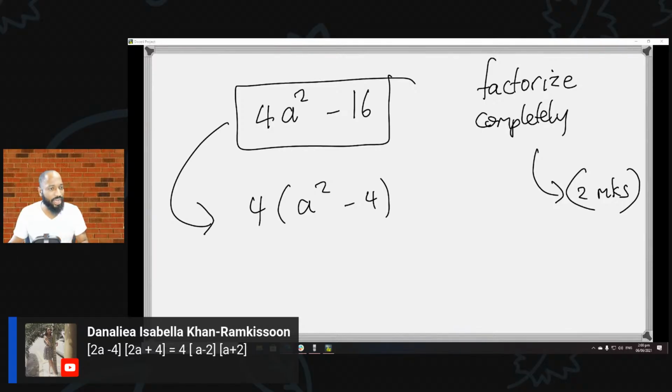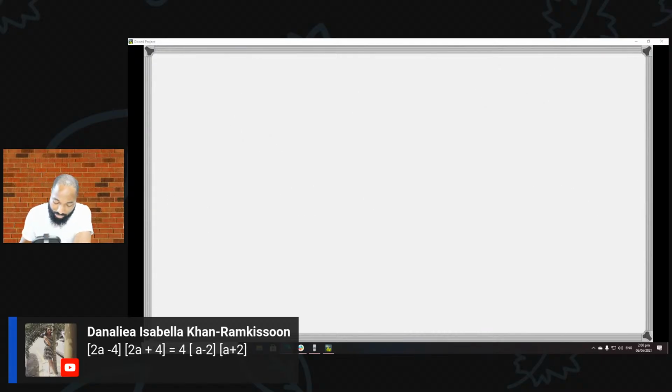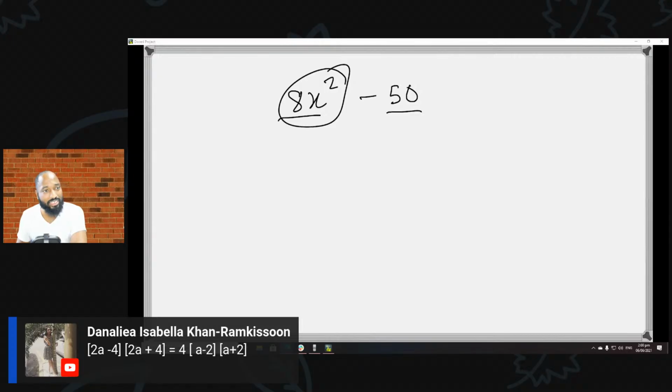There's one other way this can show up in your exam that looks a little tricky. Maybe you may see something like 8x squared minus 50. What would be the answer to this? When I explained this earlier, I said you must be able to find the square root of these numbers. The square root of 8x squared. Must be able to find these. Well, 8 does not have a square root, 8 has a cube root, which is 2. 50 does not have a square root either. So the same thing applies.